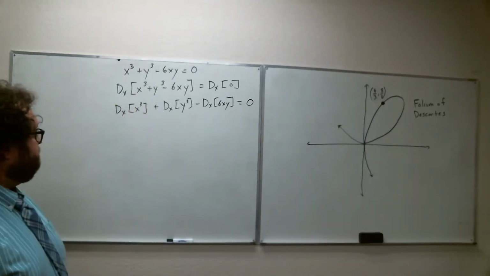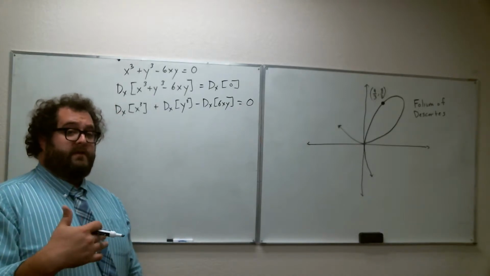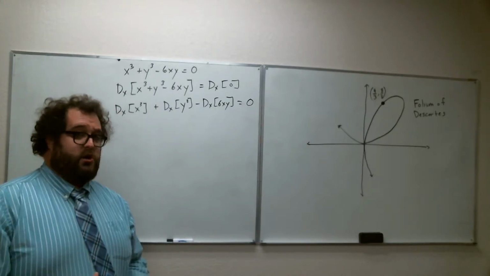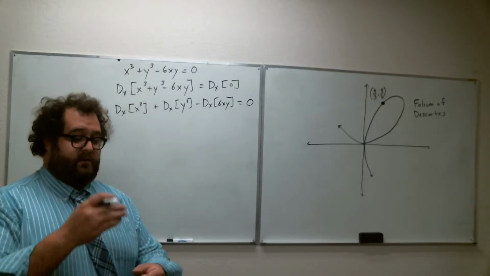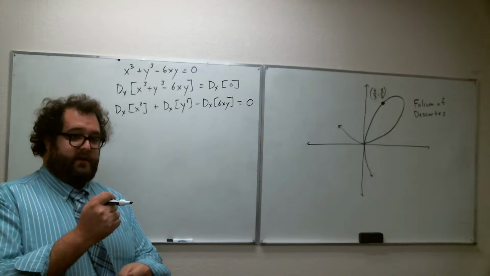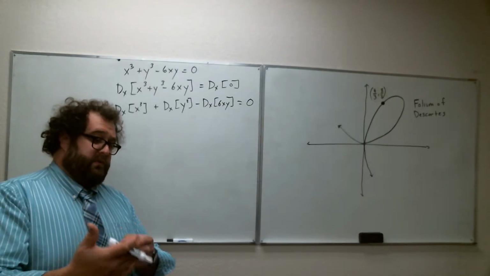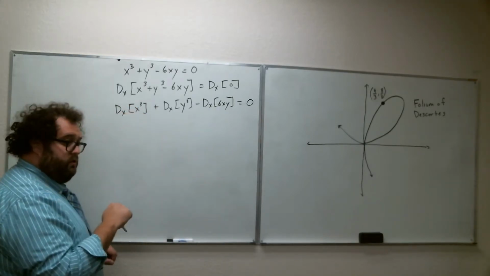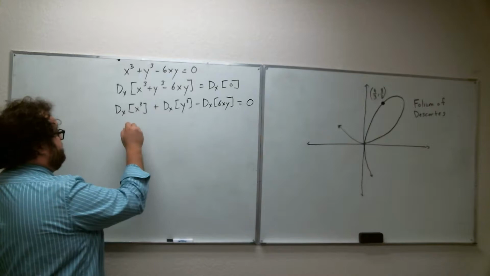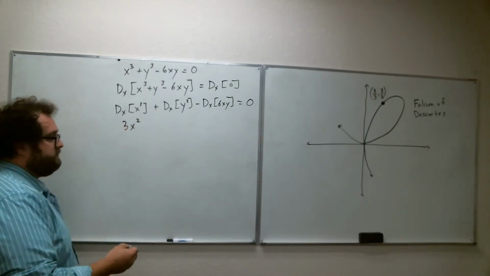Now, here's the key. If you take the derivative of an x term, then that's just business as usual. That's how we've always handled it. You're taking the derivative of a variable term that's a variable of x with respect to x. Nothing changes. So we're taking the derivative of x cubed with respect to x. By the power rule, that's just 3x squared.